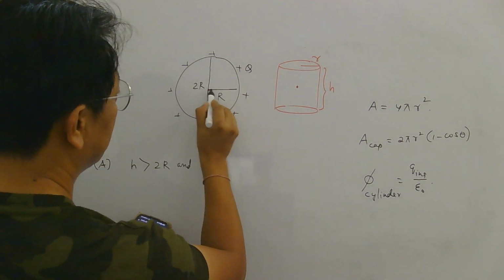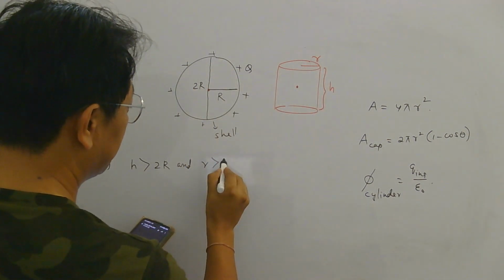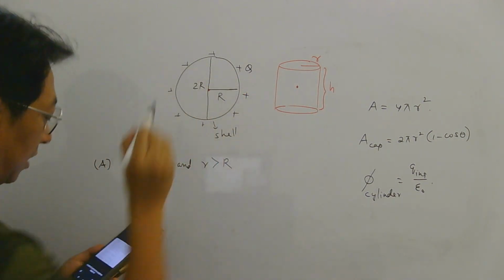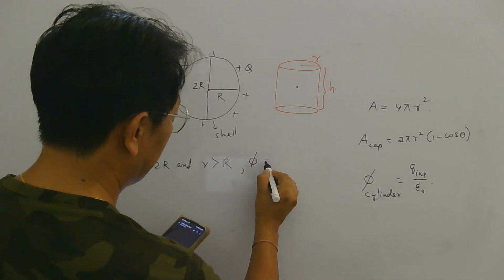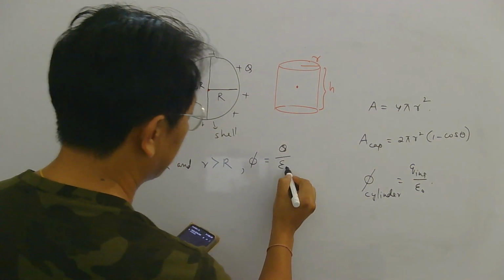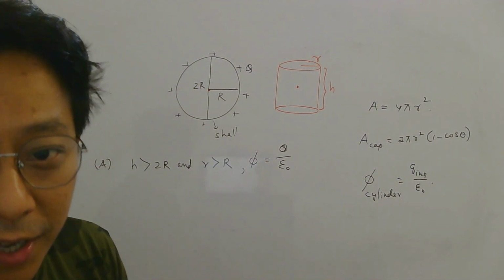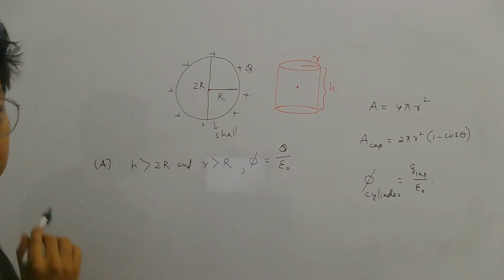So this is your radius of the shell. So the radius of the cylinder is greater than the radius of the shell. In that case, they are saying the flux should be equal to Q of the sphere divided by epsilon naught. So whether this is correct or not, we need to check. So let's draw a diagram for this.